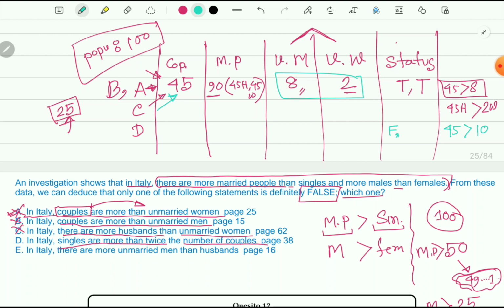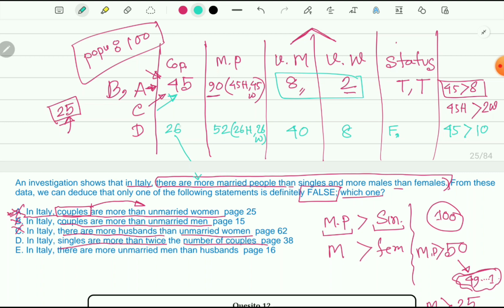Some of you can say, how about changing the numbers? We can say the couple number could be 26. Is 26 still valid for the question? Yes, because 52 is the total number of married people, which is greater than singles. So in this case 26 husbands and 26 wives. The remaining 48 we can simply distribute like this, 40 and 8, or whatever you want, as long as men are greater than women.